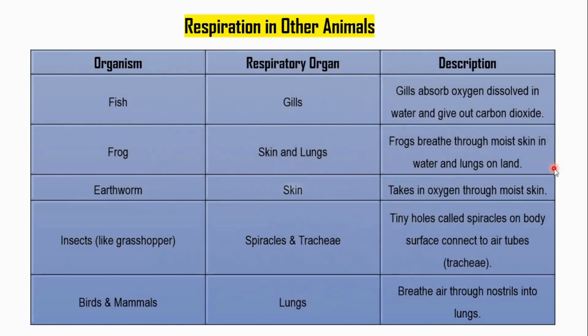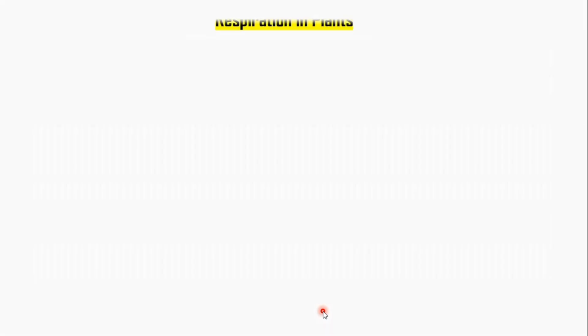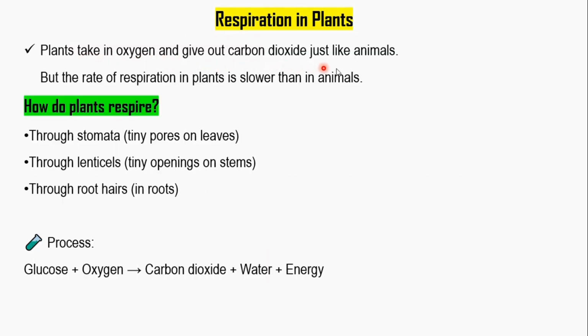Different animals have different organs for respiration. Fish use gills, frogs use moist skin and lungs, whereas insects use spiracles, and humans use lungs. Like animals, plants also respire. They take in oxygen through tiny pores called stomata and release carbon dioxide. And this happens all the time, even at night. In older roots, the exchange of gases occurs by lenticels.